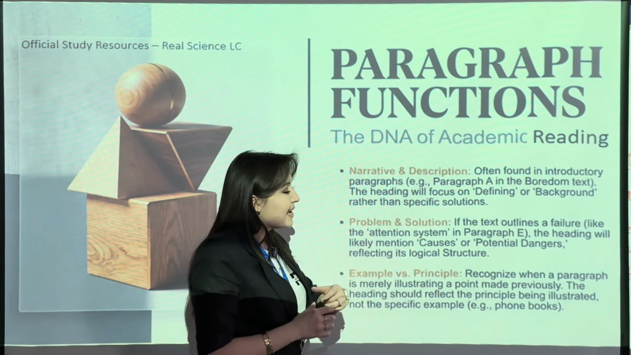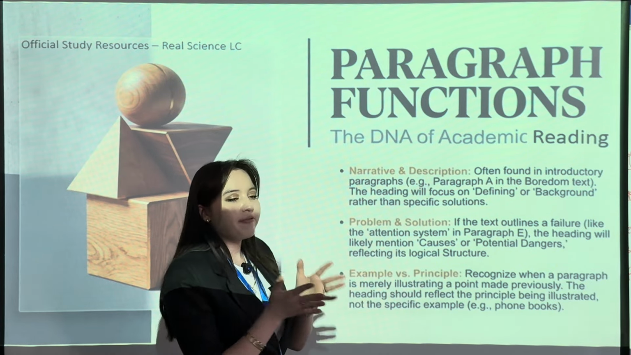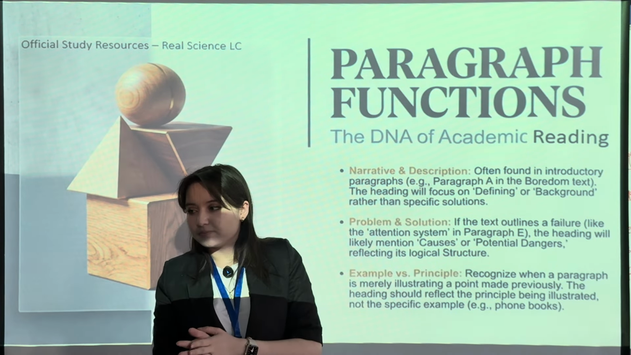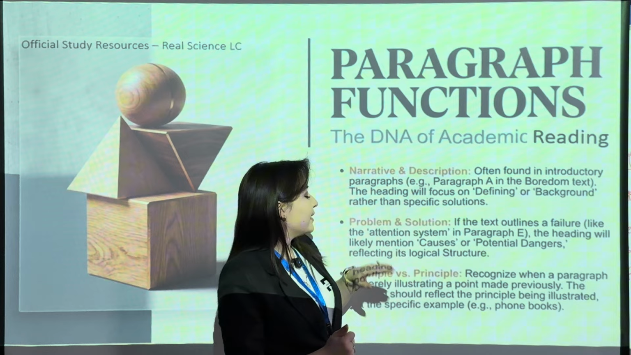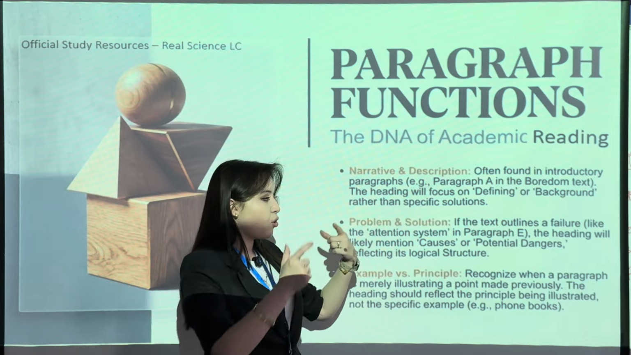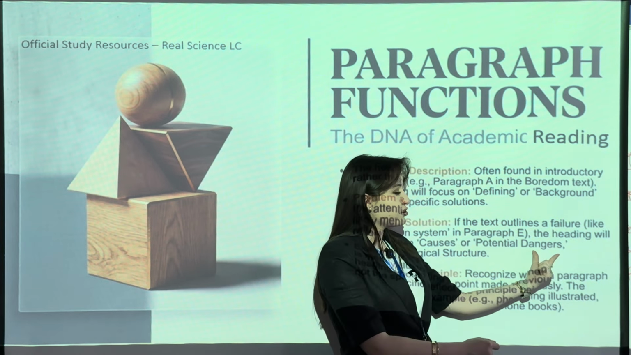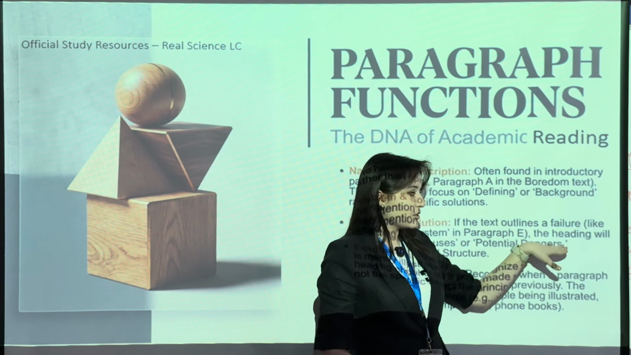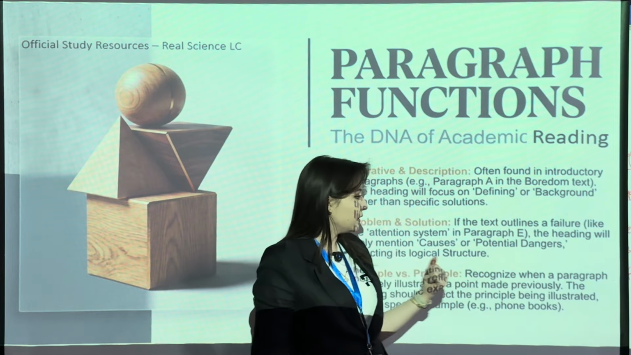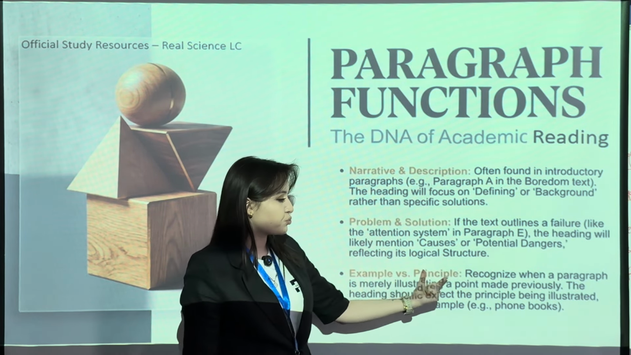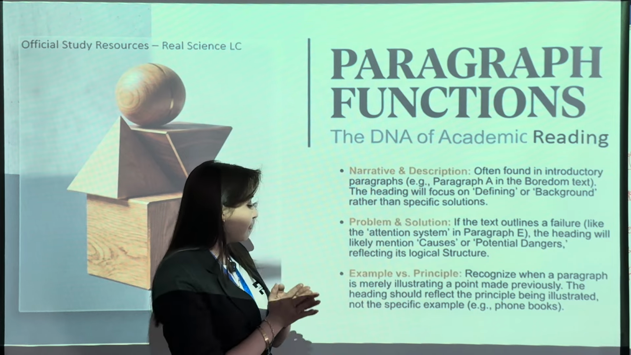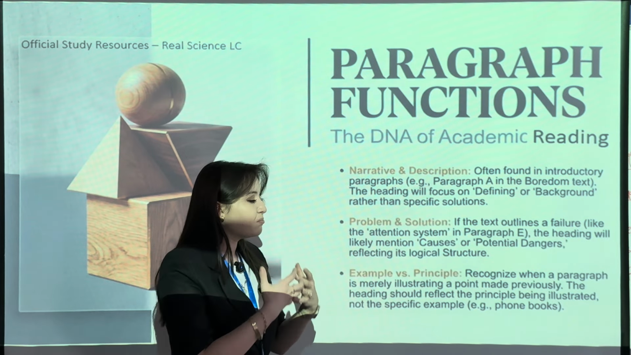Problem and solution. If the text outlines the failure, what does it mean, failure? Провал, правильно? Like the attention system in paragraph E, the heading will likely mention, for example, causes or potential dangers, right? Potential dangers means failure, in this sense, reflecting its logical structure. And example versus principle. Recognize when a paragraph is merely illustrating a point made previously.